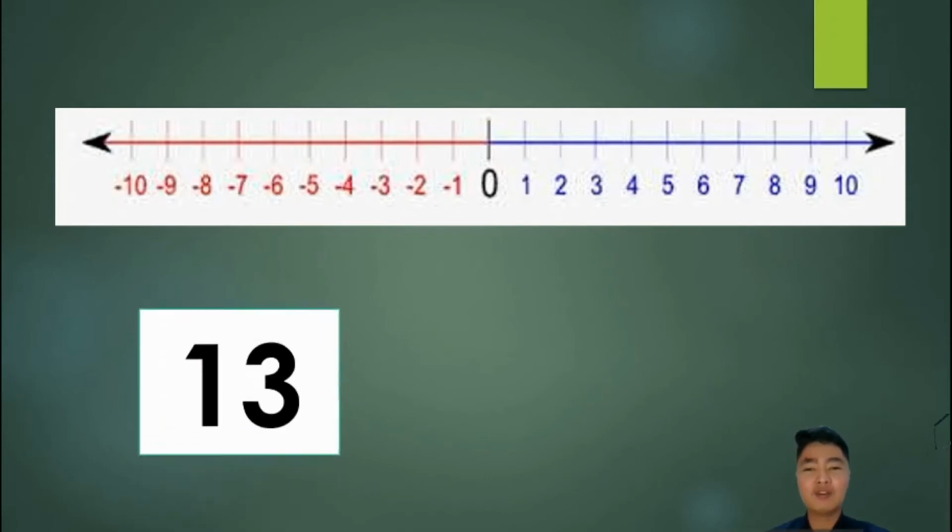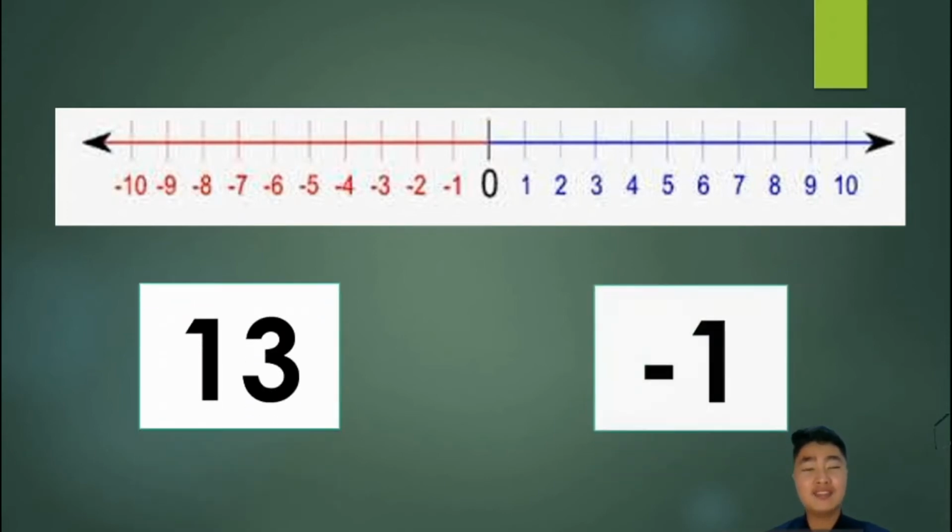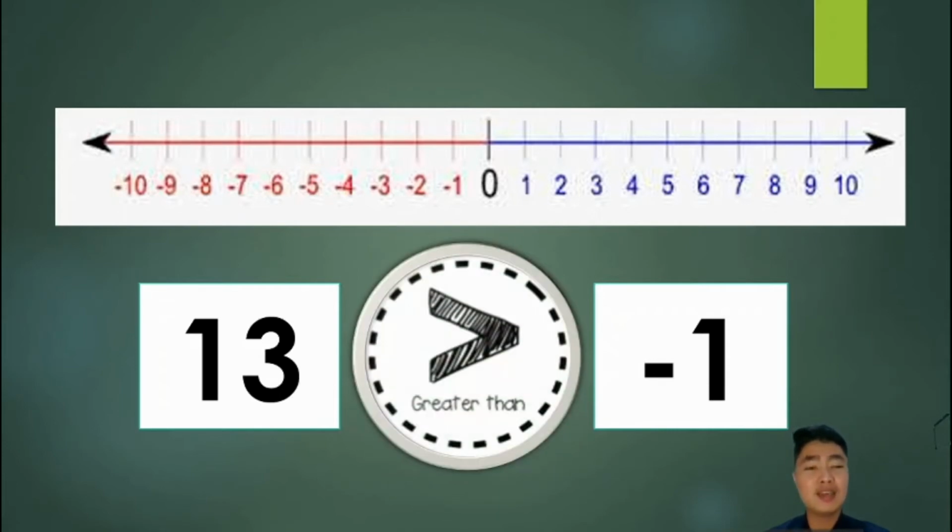Alright, let's try another one. Let's say you have positive 13 and negative 1. Which is lesser? We point on the lesser number. The lesser is negative 1. Very good. And so we point at negative 1, and therefore we have 13 is greater than negative 1. Alright. How about if we arrange some integers?